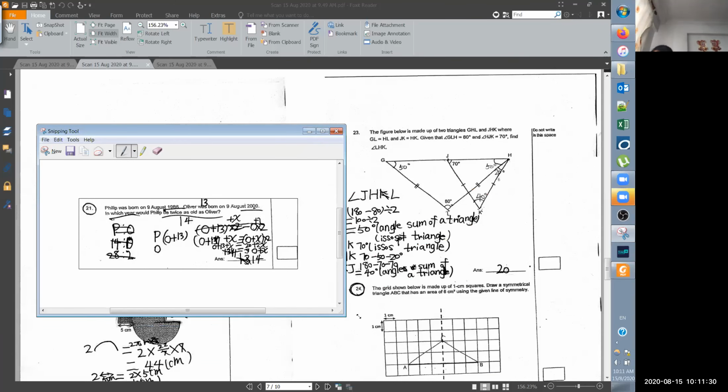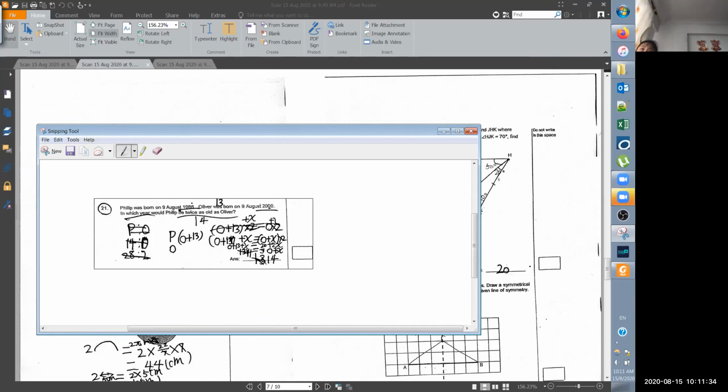What it says here is Philip was born on 9 August 1986. Oliver was born on 9 August 2000. In which year would Philip be twice as old as Oliver? Basically, let's go back to 2000, or rather, let's go one year above 2000. So let's say 2001. Oliver will be 1 year old, right? And how old will Philip be in 2001? 15, right? Am I right?